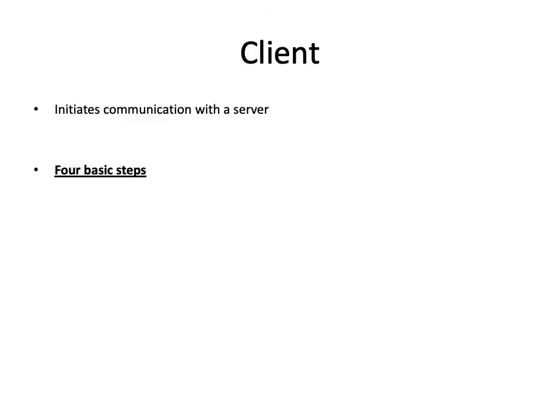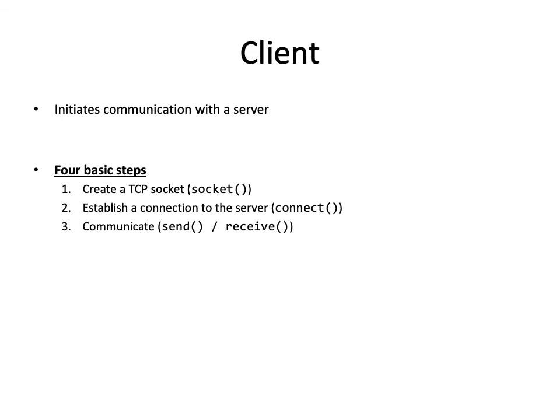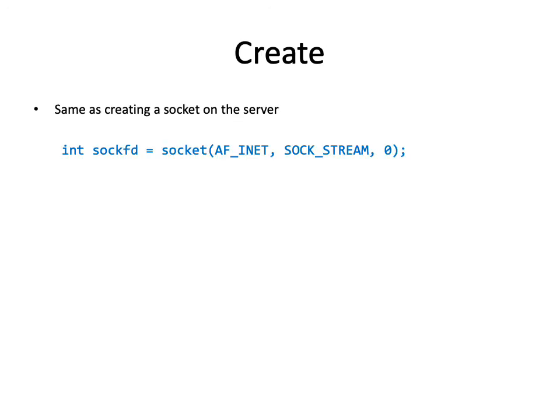Now what does the client do? The client, of course, their job is to initiate communication with the server. They're going to call the server and say, hey, let's talk. The four basic steps, again, are to create a TCP socket, to establish a connection to the server, to communicate with the server by sending data or receiving data, and finally, to close their connection with the server. And that's mostly on their end. So on the client's end, the create socket command is going to be pretty similar to what you did with the server. Here are all the same variables that we had before when we're creating a server socket, same ones here.